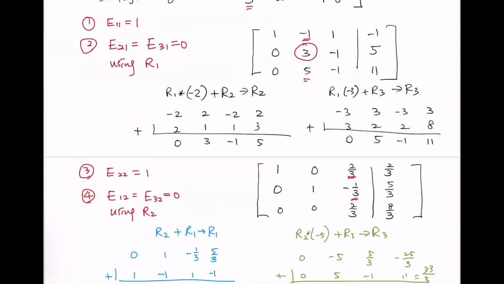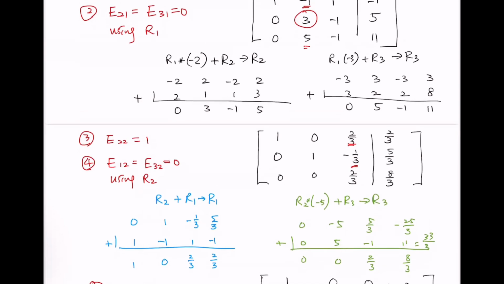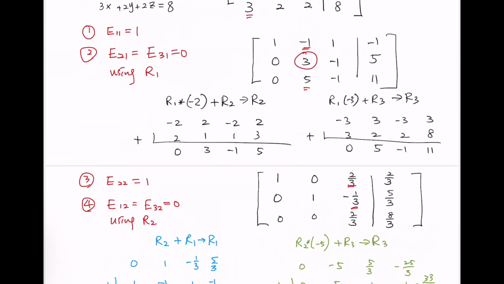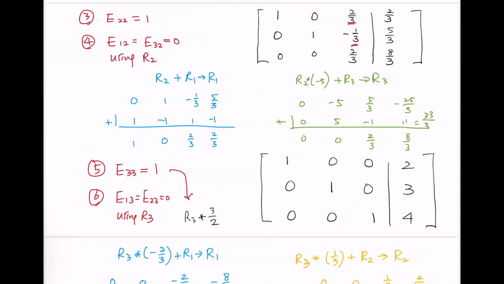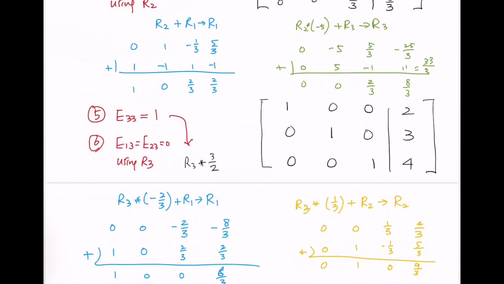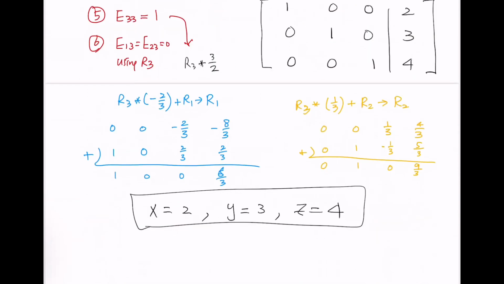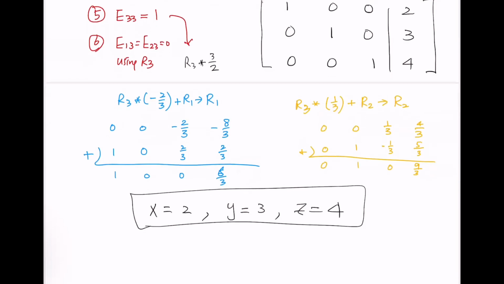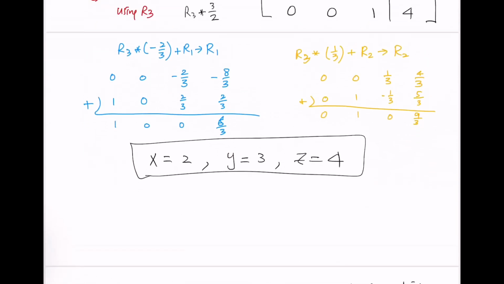Make sure you follow these steps: make the first row, first column 1 and all below it 0; then the second row, second column 1, and the upper one and lower one 0; the third row, third column 1, and all the above equal to 0. Those are the steps you need to follow. If you don't do it, you're going to be circling around and you're not going to get this.